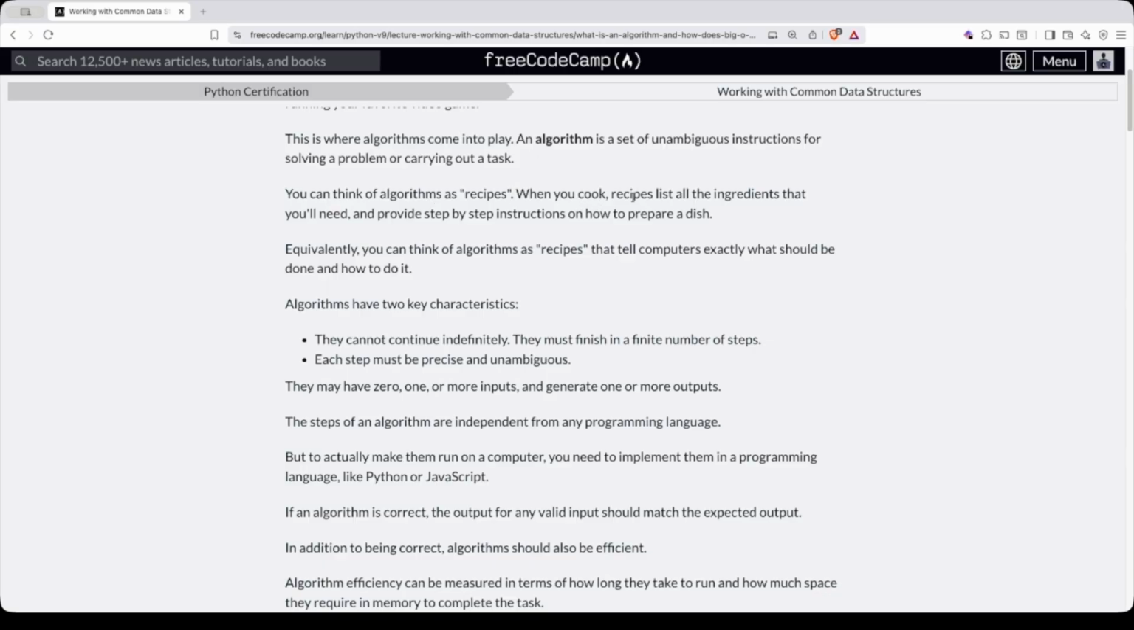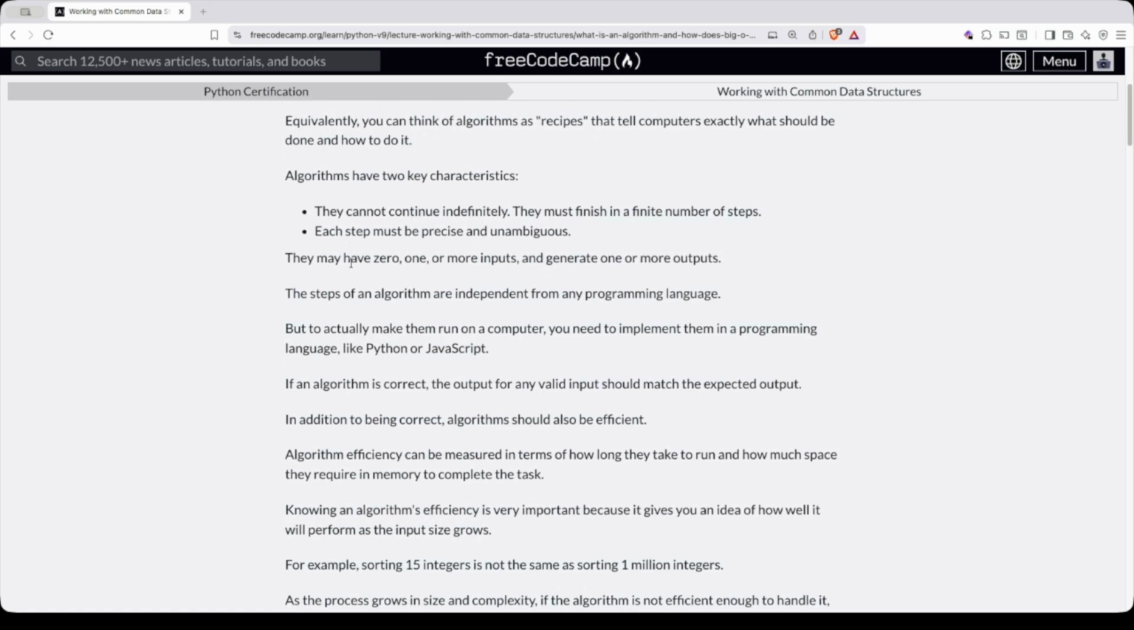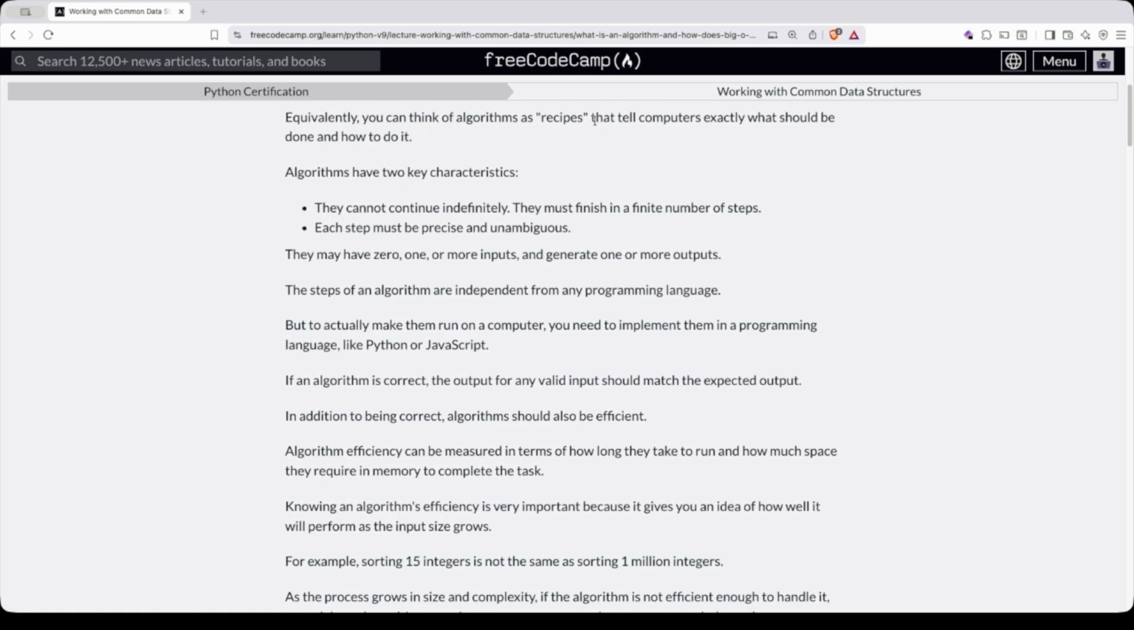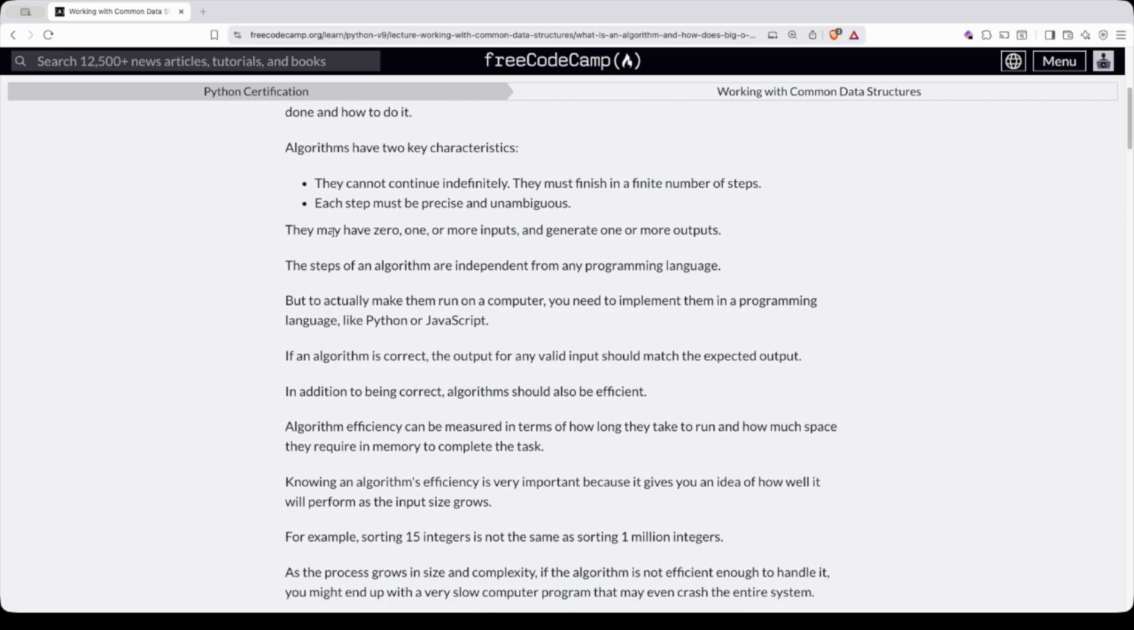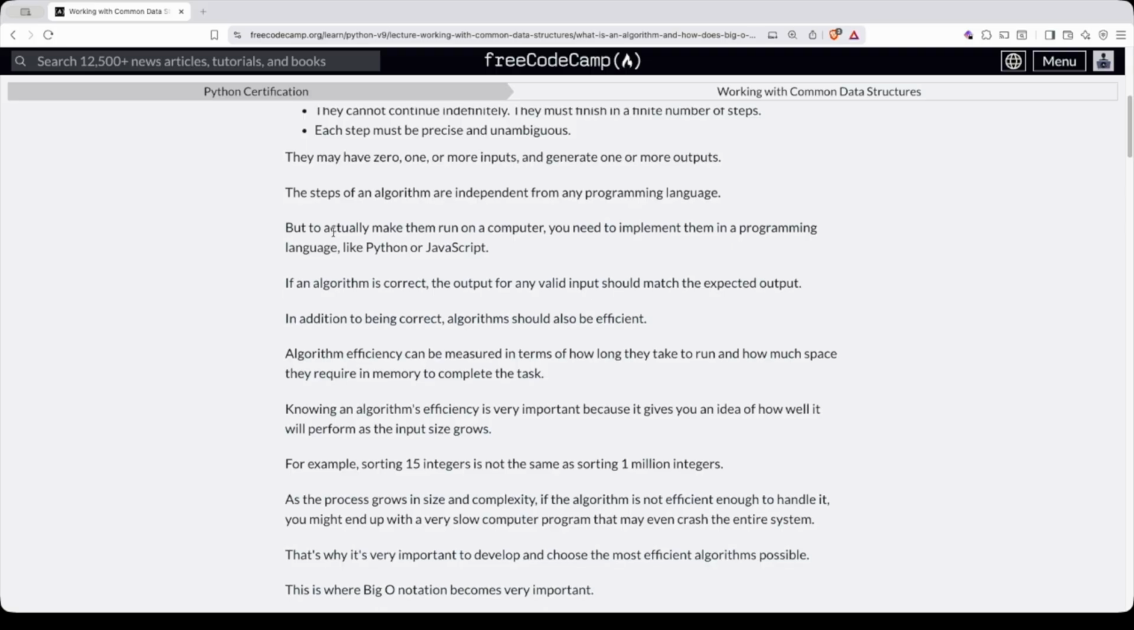When you cook, the recipe lists all the ingredients that you'll need and provides step-by-step instructions on how to prepare a dish. Equivalently, you could think of an algorithm as recipes that tell computers exactly what should be done and how to do it. Algorithms have 2 key characteristics. They cannot continue indefinitely. That's called an infinite loop. They must finish in a finite number of steps. Each step must be precise and unambiguous.